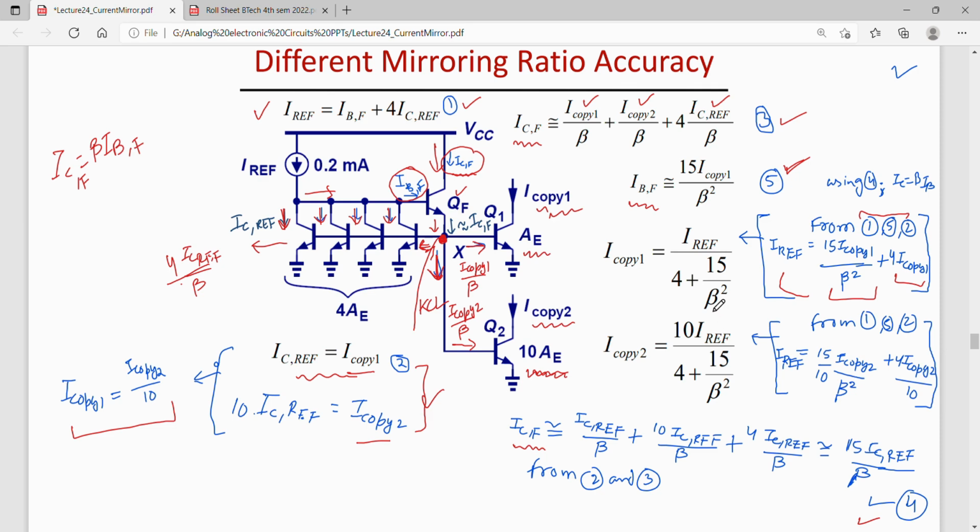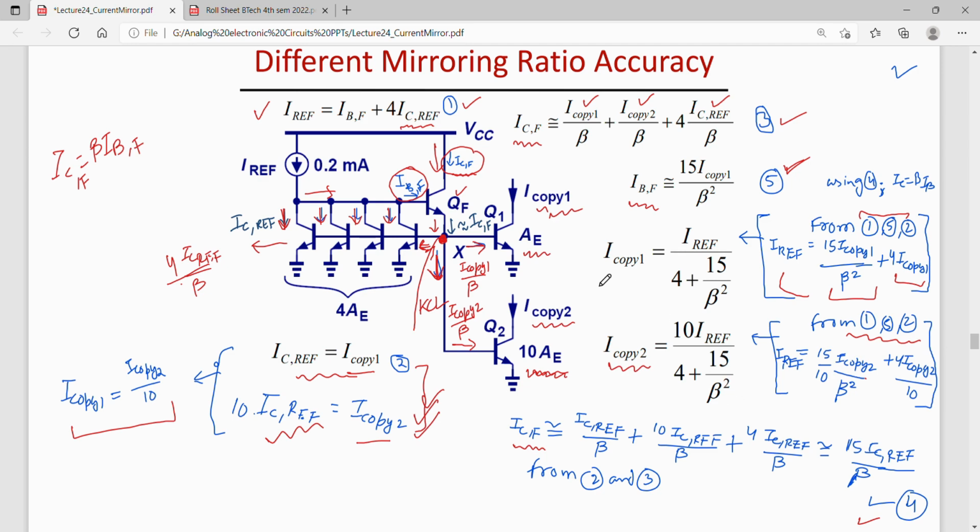Similarly, I can find I copy 2 by saying that this time IC ref is I copy 2 by 10. So instead of 4 I copy 1, now I have 4 I copy 2 by 10, and here also I copy 2 by 10 instead of I copy 1. So this equation is modified by using this relation, and from here I can find out I copy 2.